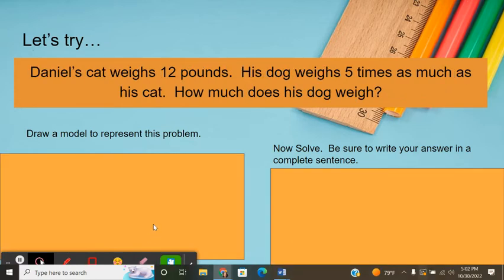All right, let's try this one. Daniel's cat weighs 12 pounds. His dog weighs 5 times as much as his cat. How much does his dog weigh? Go ahead and draw a model to represent this problem.